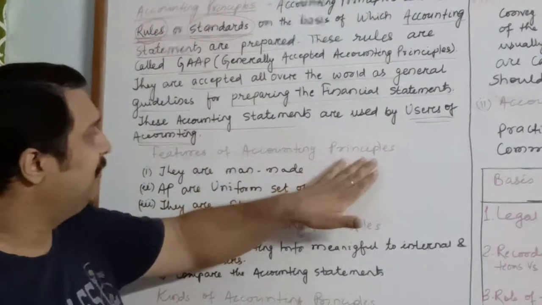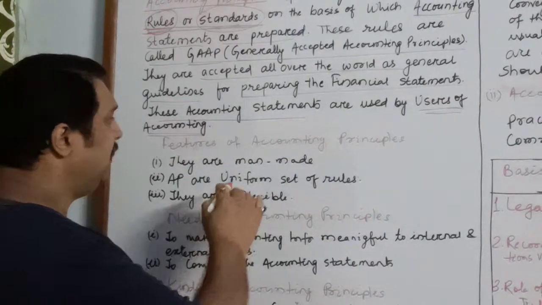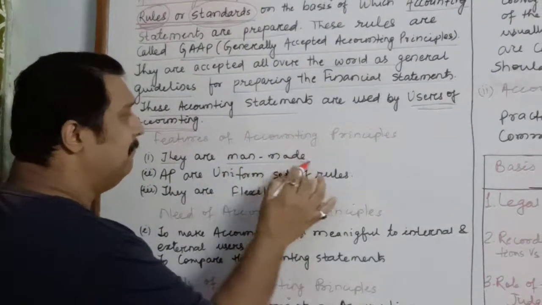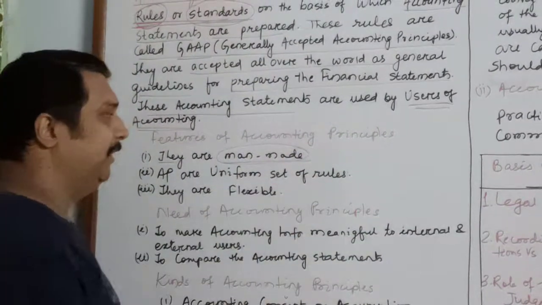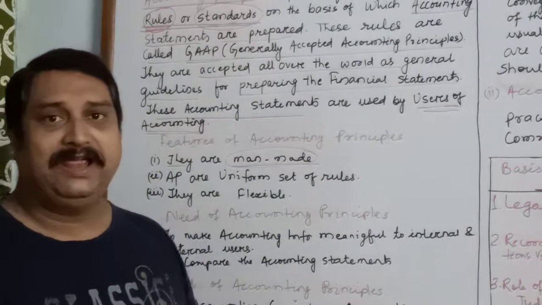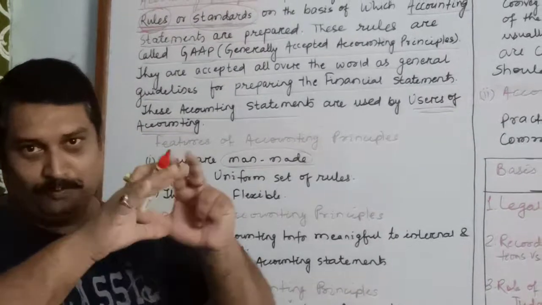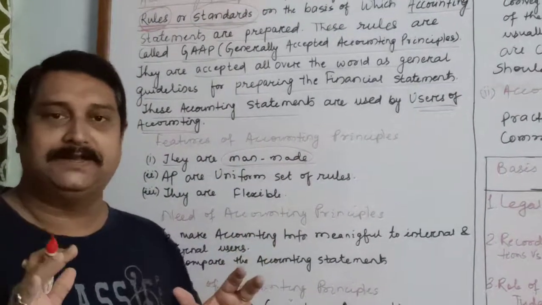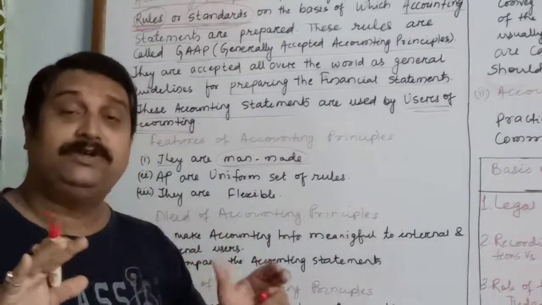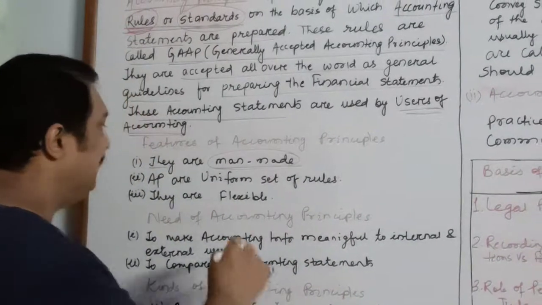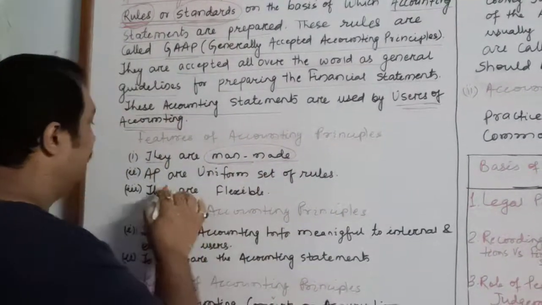Features of accounting principles. Children, the accounting principles are man-made because they are made by the accountants with widely accepted consent of the accountants all over the world, and that is why they are man-made.